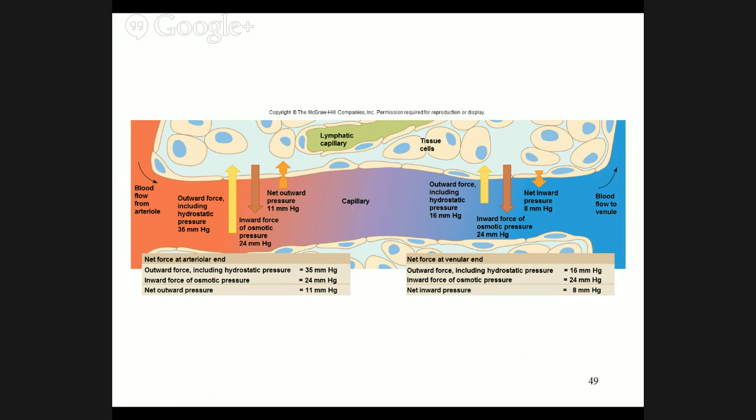In the capillary, it's a little bit different. The inward force of osmotic pressure is higher, and the outward force is lower, so we have a net inward pressure of 8 millimeters of mercury.